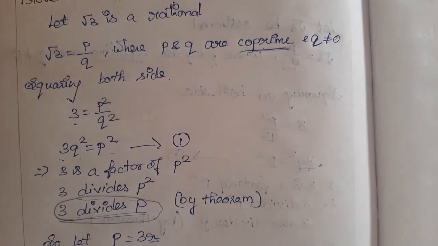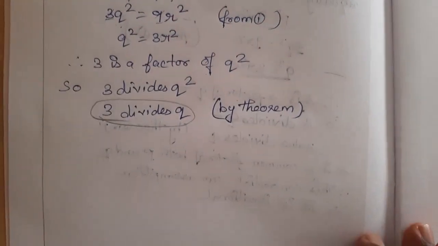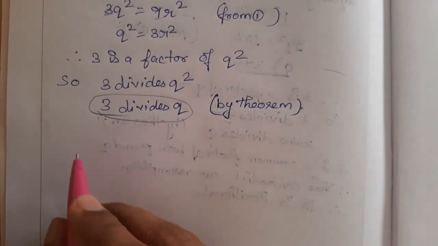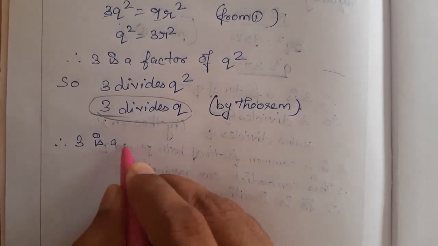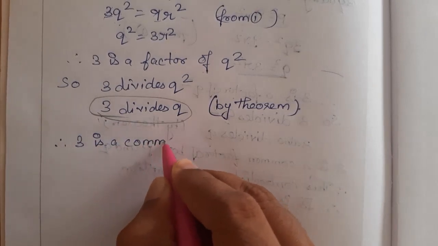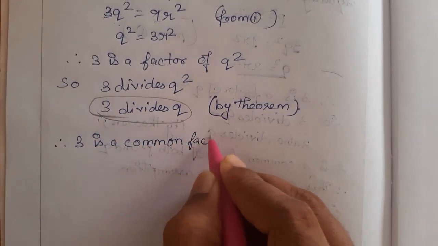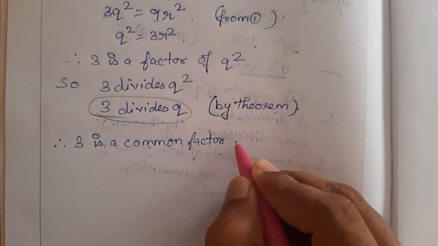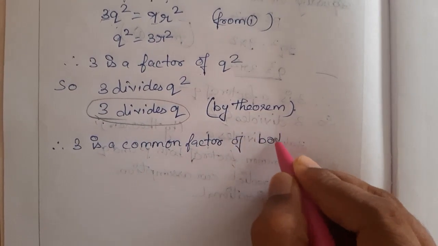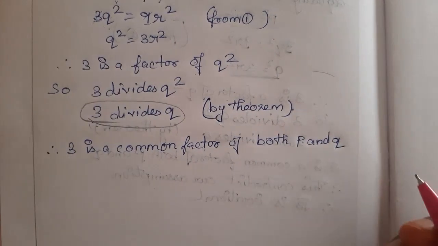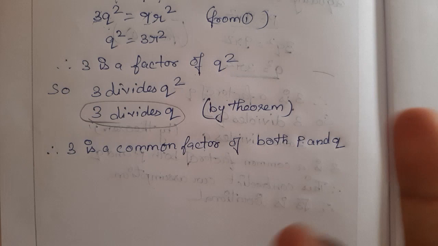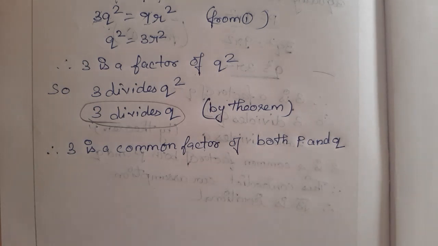Co-prime means it should have only one as a common factor, no other number as a common factor. Therefore 3 is a common factor of both p and q. So what happened? Our assumption goes wrong. It contradicts our assumption. That's why this method is called contradiction.